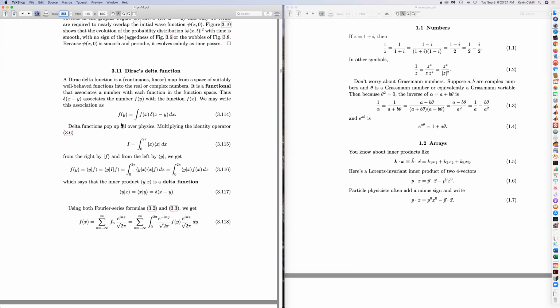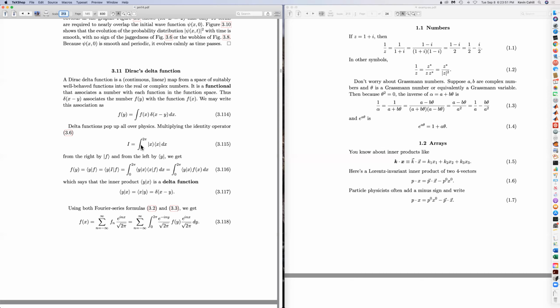So Dirac's delta function, it's really, as I said, not a function, but a functional. A functional associates a number with each function in a space of a certain size or extent. And in particular, delta of x minus y is the functional that associates the number f of y with the function f of x. And we normally in physics write this association in this way. And they pop up all over physics.